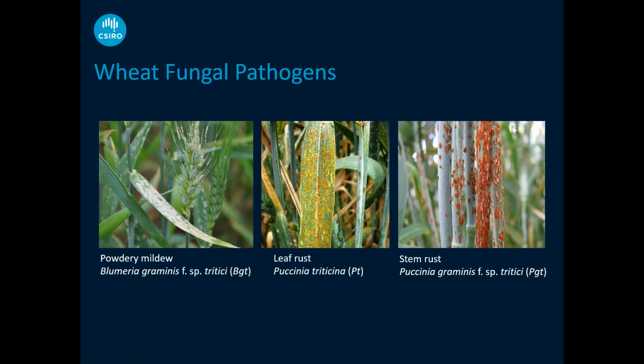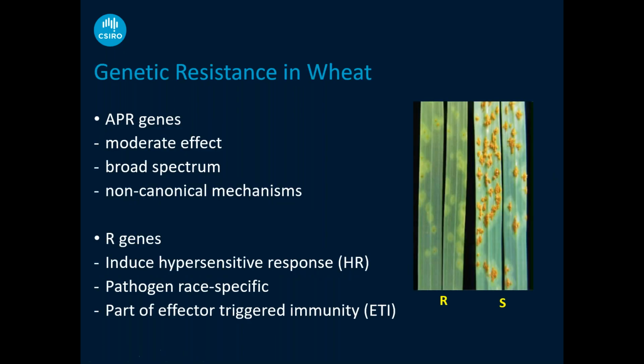I don't need to stress the importance of wheat as a crop, and it's highly susceptible to a range of fungal pathogens. The ones I've mostly worked on are powdery mildew, leaf rust, and stem rust, which can cause many losses in yield globally. And these are biotrophic fungi. So it is important to ascertain genetic resistance against these diseases.